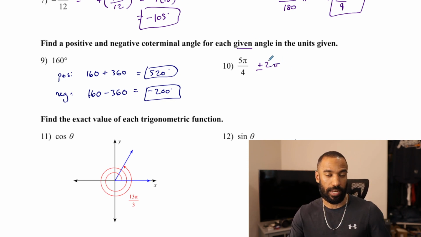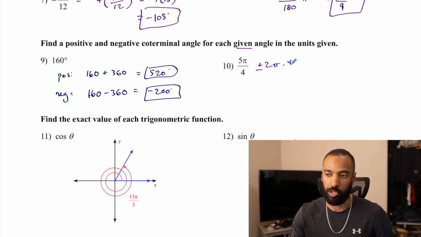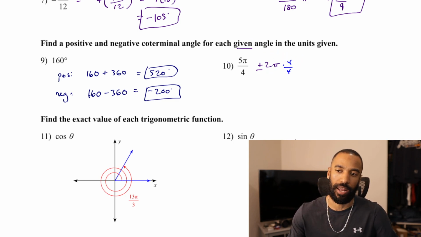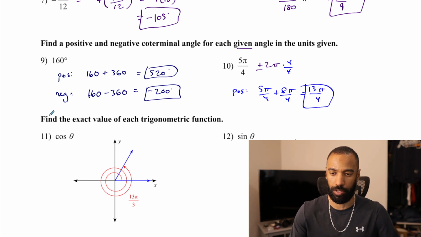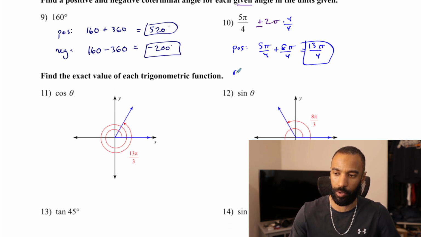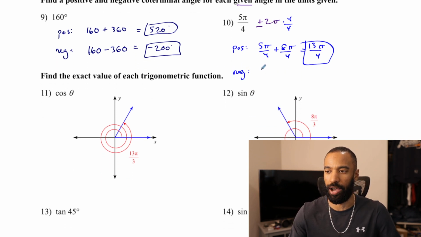You want to keep this as radians. You want to keep it as the same fraction bit. So I'm going to multiply top and bottom by 4 here to make it 8 pi over 4. So I'm going to add 8 pi over 4 for the positive coterminal angle. So 5 pi over 4 plus 8 pi over 4, which is 13 pi over 4. That's the positive coterminal angle. And then I'm going to subtract 8 pi over 4 to get negative 3 pi over 4. And that's my negative coterminal angle in radians right there.